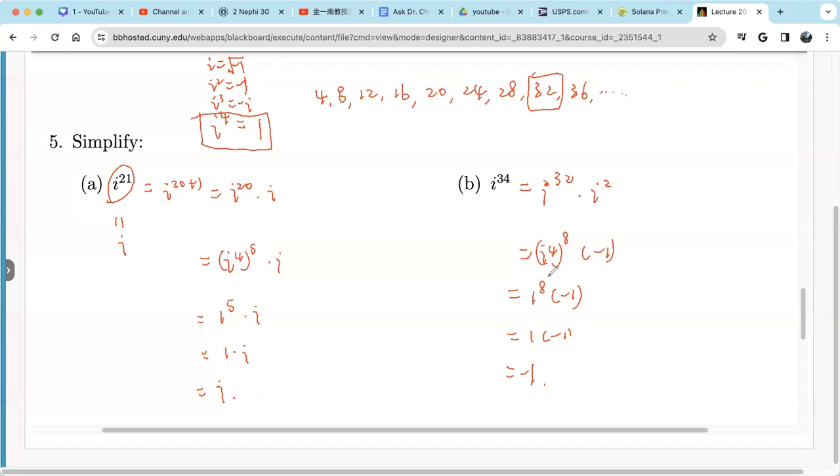All right, so we want to simplify, we want to reduce i to the higher power. We'll basically use this property: i raised by 4 equals 1. Okay, so that finishes today's class notes.